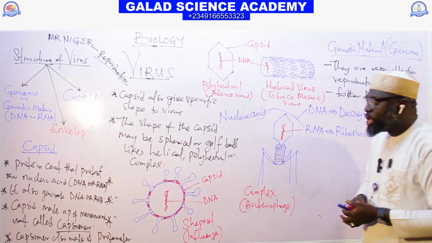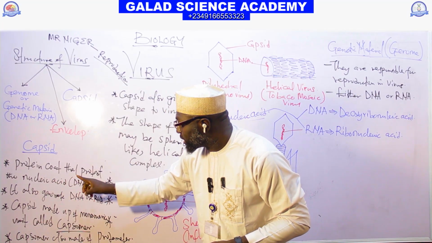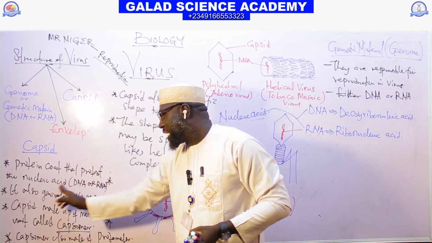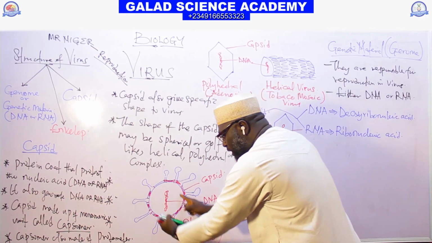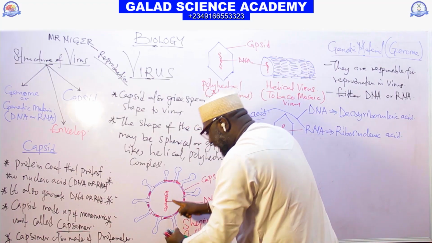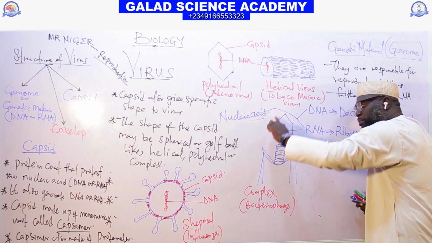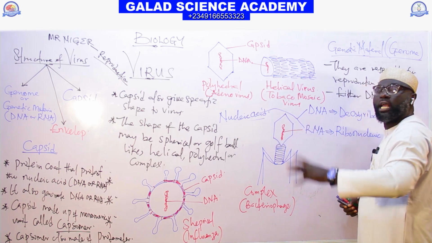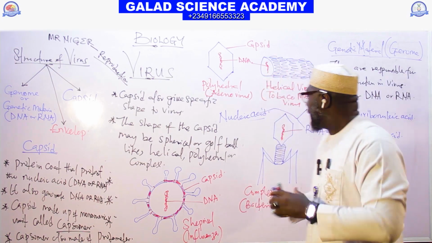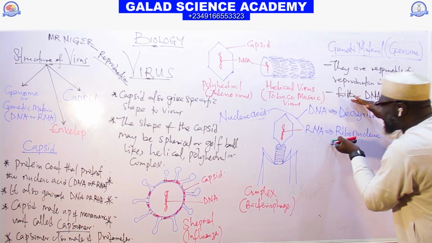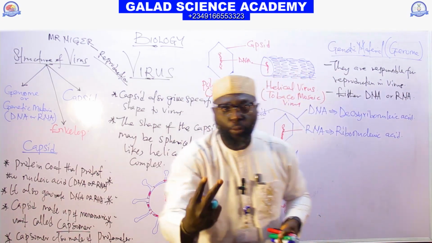Now I said that the protein coat protects the nucleic acid, DNA or RNA. This coat that protects the genetic material is called capsid. And in terms of genetic material, the virus can also be grouped into two parts.